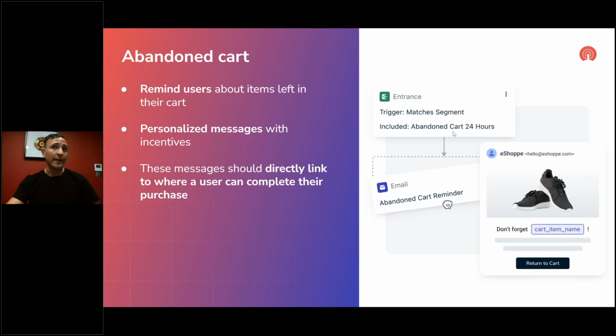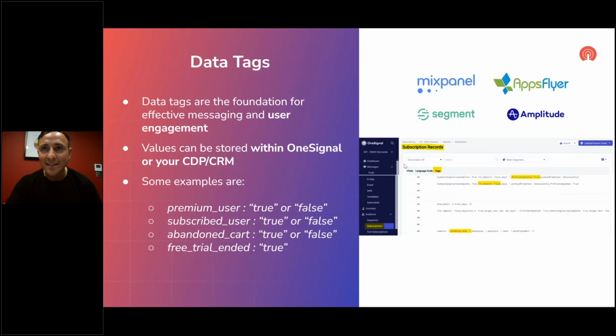And we can send them, like, immediately a notification reminding them that they have a product in the cart and that they should go and purchase it, right? So what are some tactics that we can use in order to be as effective as possible? So the first thing is personalizing your messages, right? So as you can see here, don't forget your cart item name. This can be also a data tag, right? Remember that I told you about data tags here? So we can see abandoned cart equals true or false.